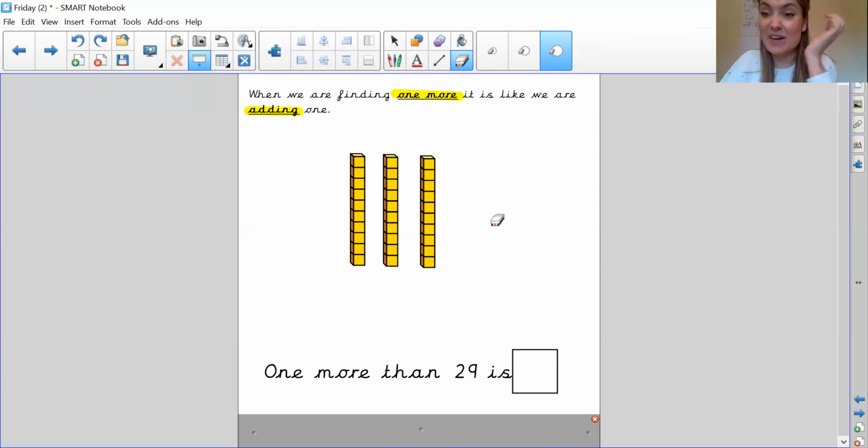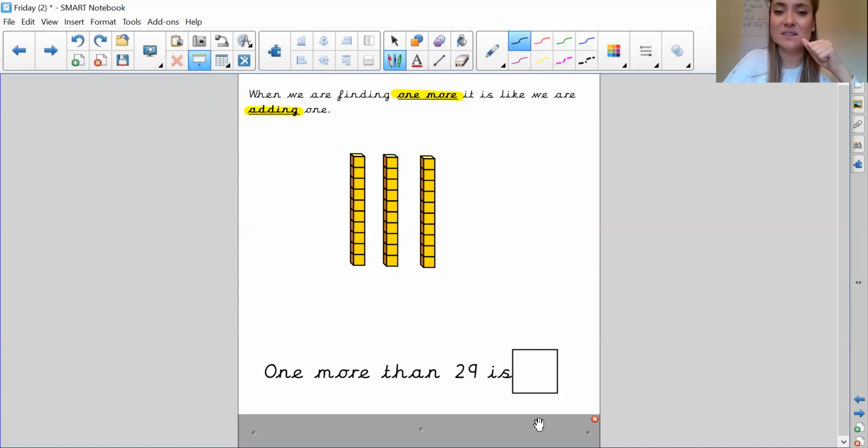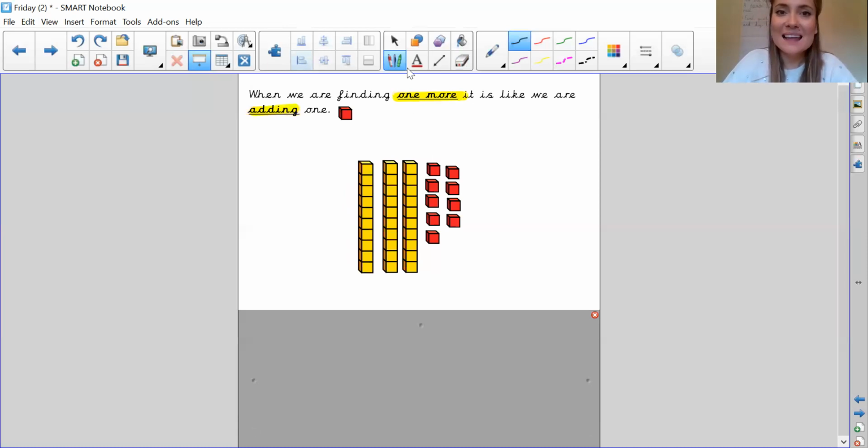3 10s is 30. Well done. Count with me. We're counting in our 10s because they're 10. 10, 20, 30. Good. 3 10s and 0 1s, 30. One more than 29 is 30. Fantastic, you're doing such a good job. Let's have a look at this one now. See if you can work out what number I've made. You're getting quick at this.